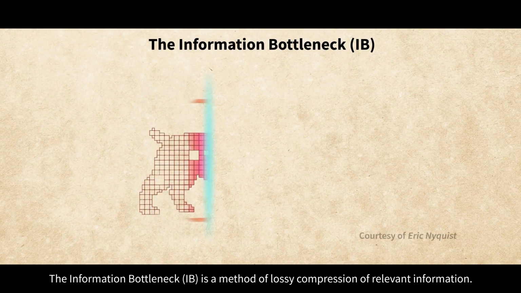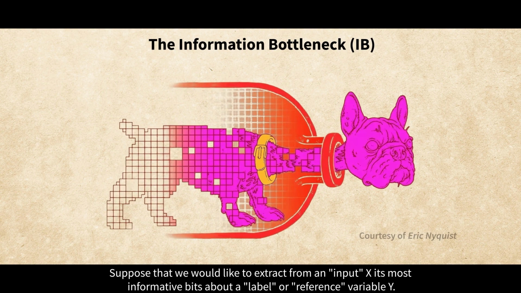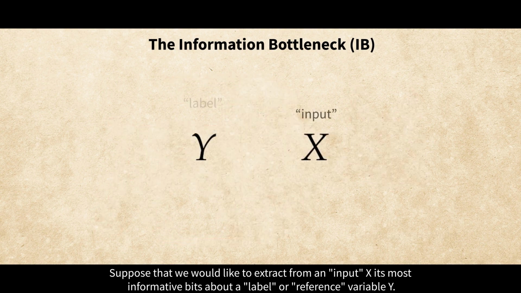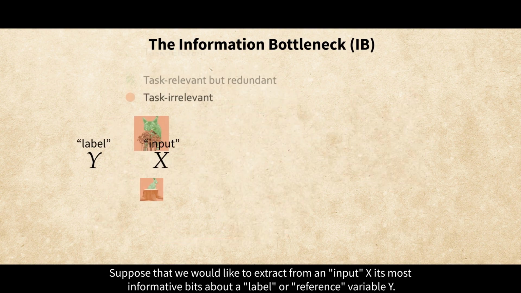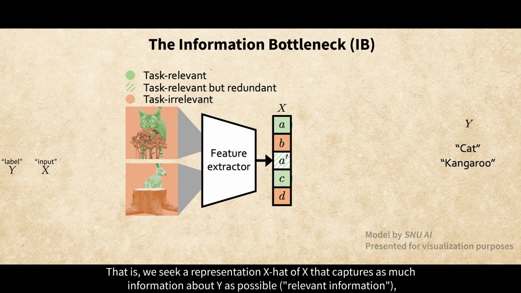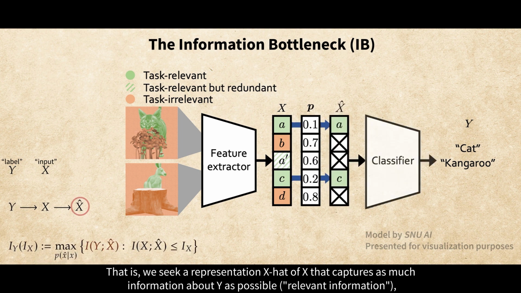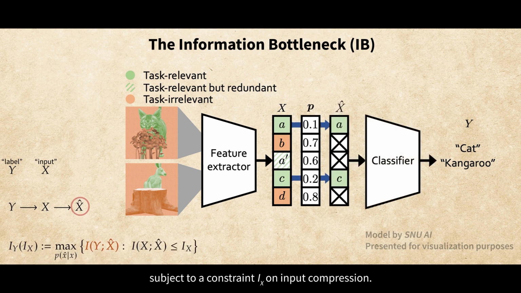The information bottleneck is a method of lossy compression of relevant information. Suppose that we would like to extract from an input x its most informative bits about a label or reference variable y. That is, we seek a representation x hat of x that captures as much information about y as possible, subject to a constraint ix on input compression.